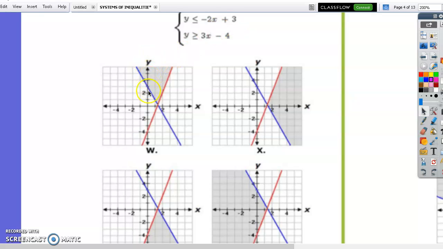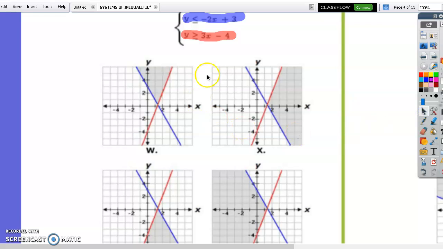So here's my y-axis, and here's positive 3. For each and every single one of these graphs, it is crossing at 3. The blue line is crossing at 3. So I know that my first inequality, let's make that a little smaller. This first one, that's our blue line, okay? Which means that that second line is our red line. All right.